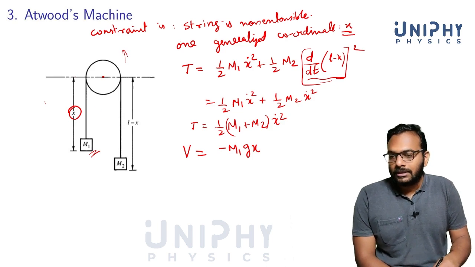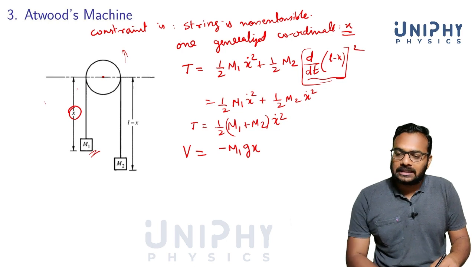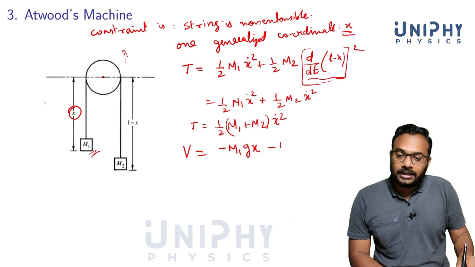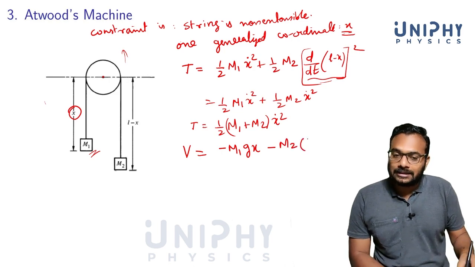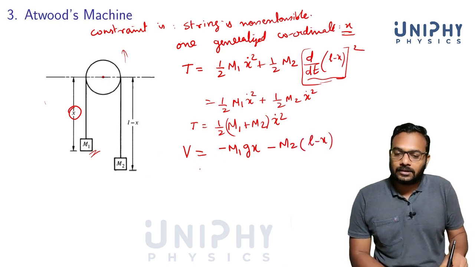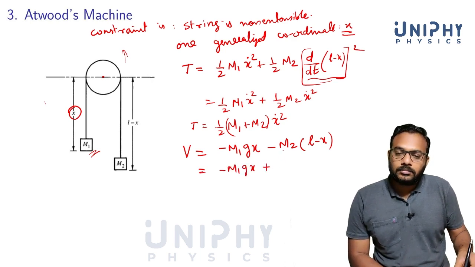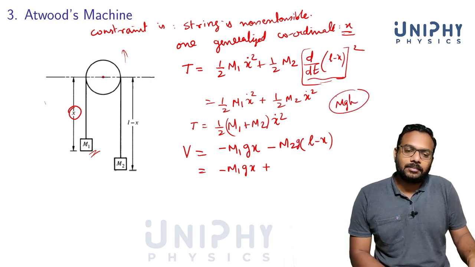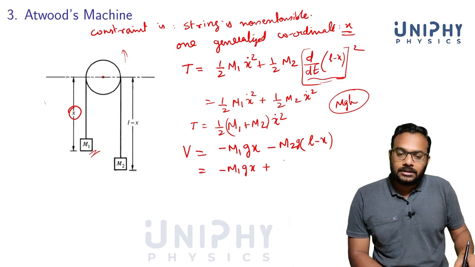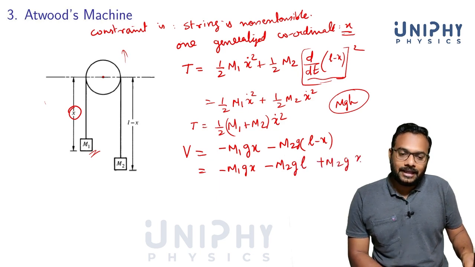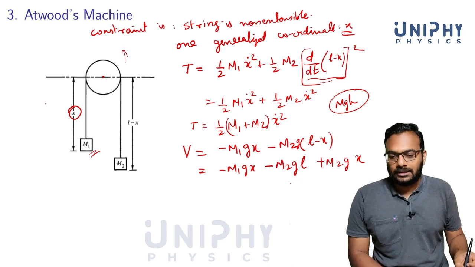Okay, so how much has it gone from the 0 of the potential energy? That is minus m1 gx, and minus m2, what is the distance? It's L minus x, or I can write it as minus m1 gx plus, there's a g here, right, because mgh is the potential energy, you know that. So this is minus m2 gL plus m2 gx. Okay, that's the potential energy.